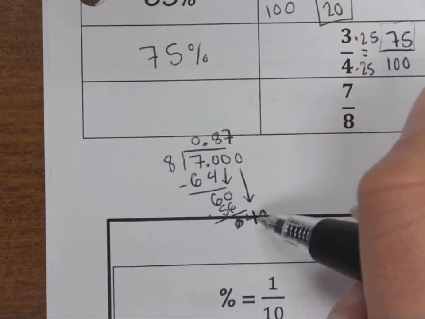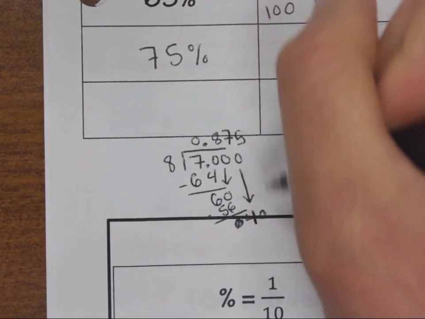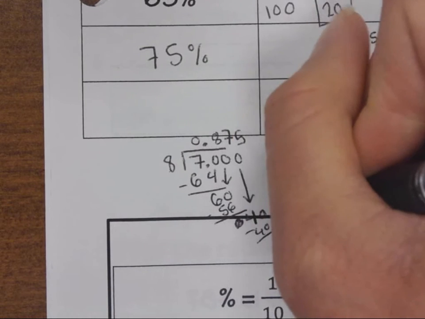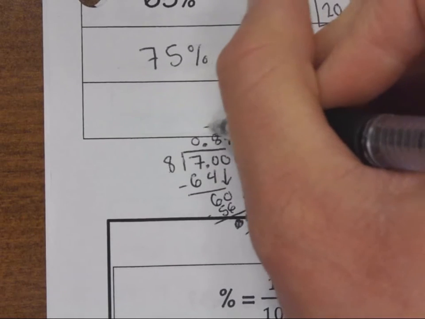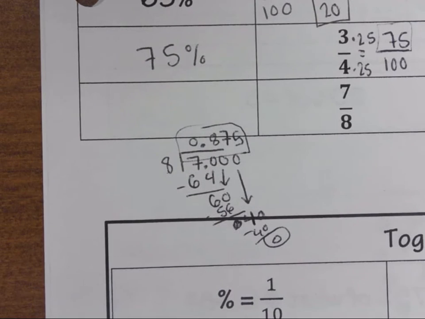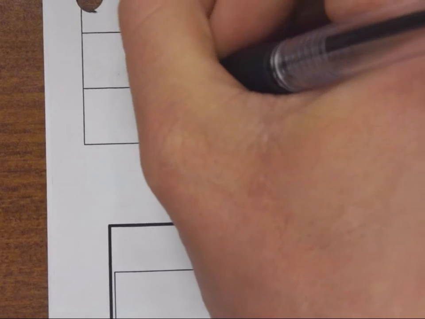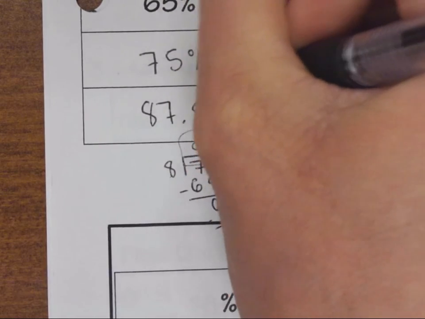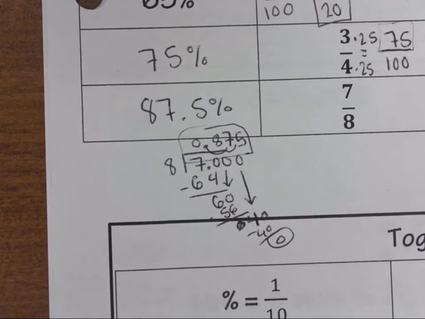8 goes into 40, sorry, you can't really see that. Goes into 40 5 times. Now I have no remainder, so I'm finished. So I have 0.875. This also tells me my percent. Remember we have to finish by multiplying by 100. We have to move the decimal 2 places to get 87.5%. This way is probably going to take you a little bit more time to practice.